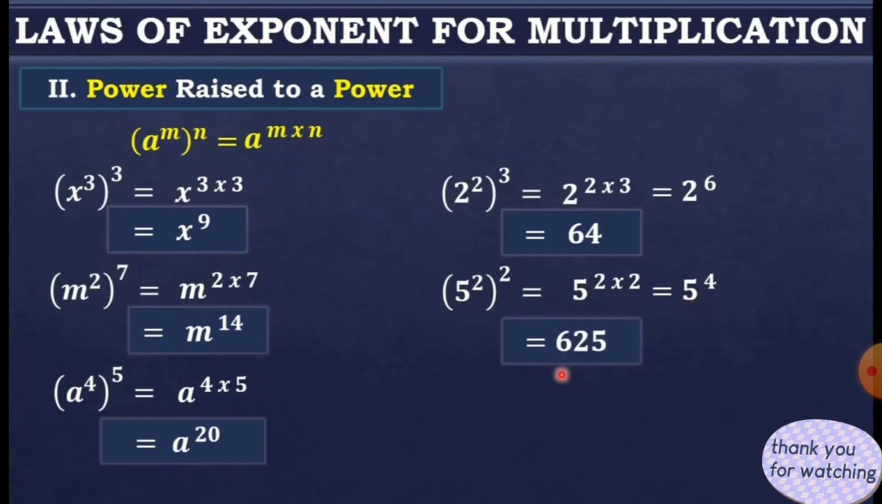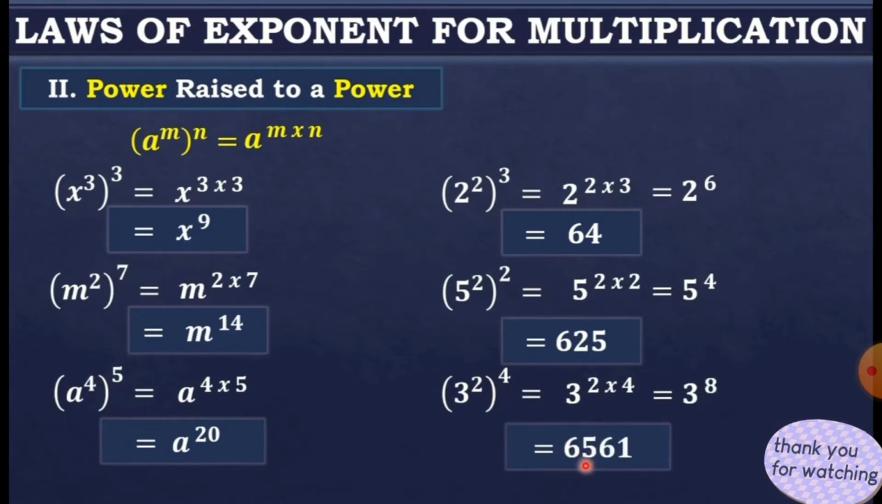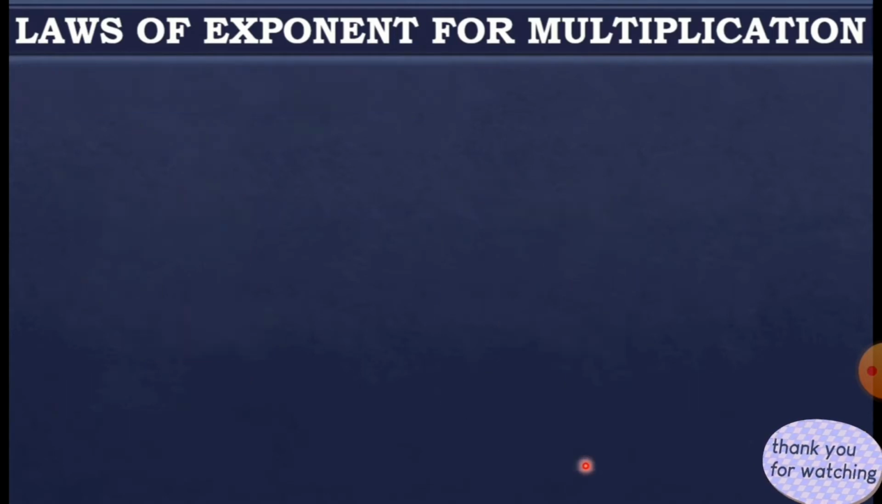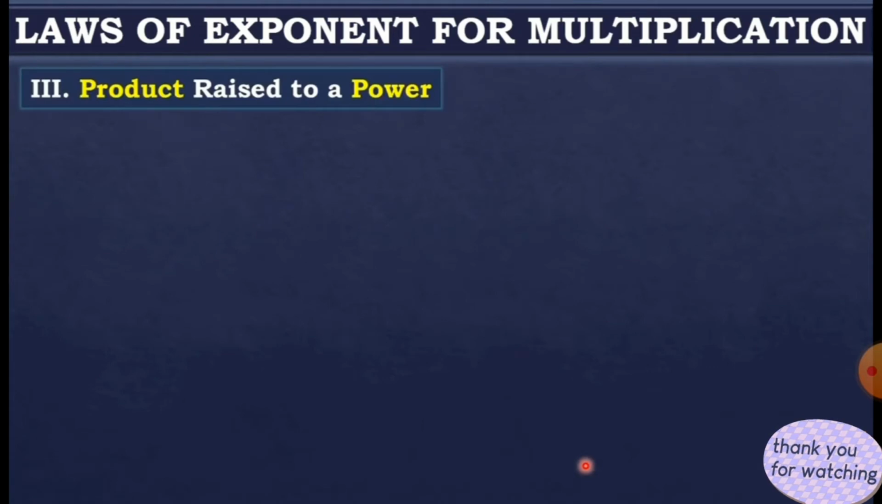Okay, so magiging 625. So next, 3 squared raised to the power of 4. So just copy 3, then multiply 2 times 4. That's 8. So 3 to the 8th power. Then simplify. The answer is 6,561.